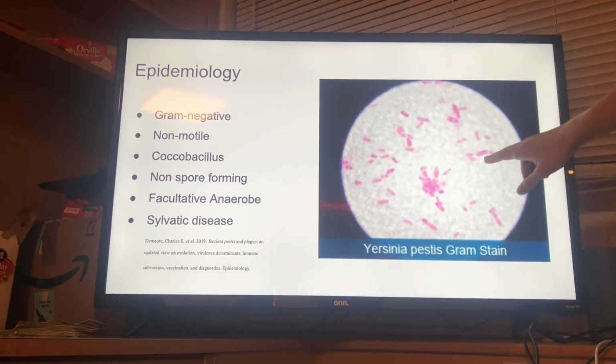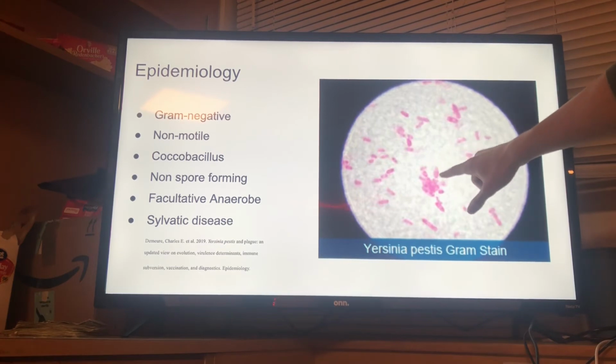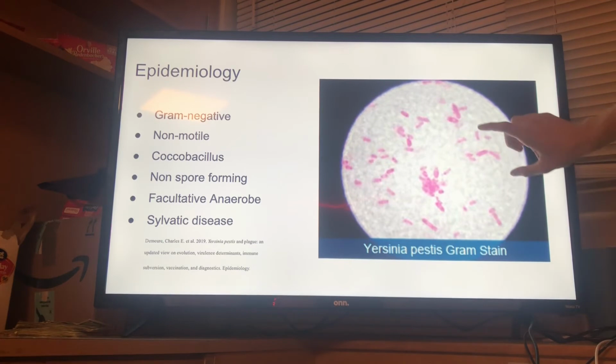And some of the bacilli are round. As you can see here, this one is kind of round. It's not truly bacilli shaped, which gives it a characteristic which we will see later.